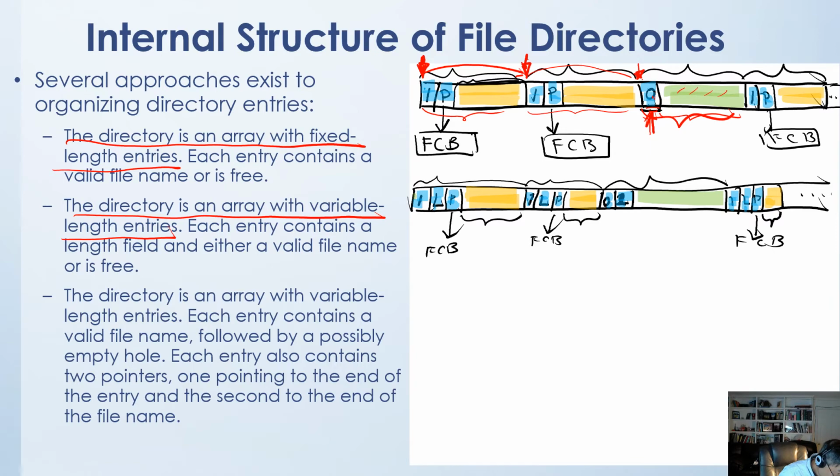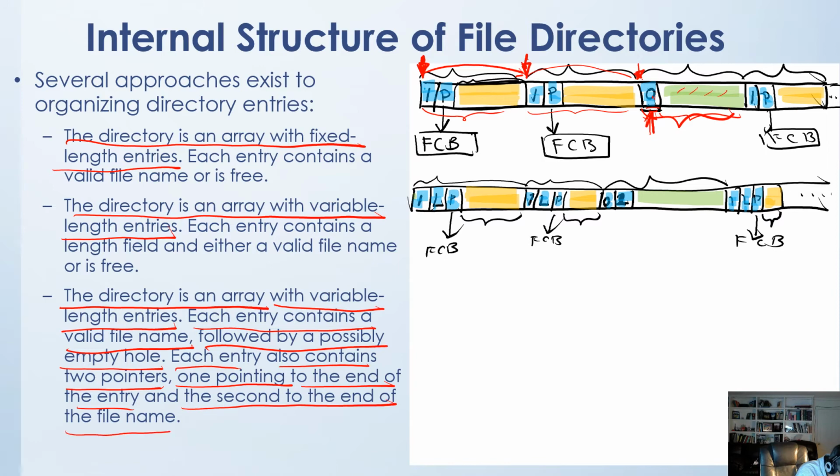Now the third approach: the directory is an array with variable length entry, and each entry contains a valid type, file name, followed by a possibly empty hole. Okay, so each entry also contains 2 pointers, one pointing to the end of the entry, the second pointing to the end of the file name. Now let's see what's good about this approach.